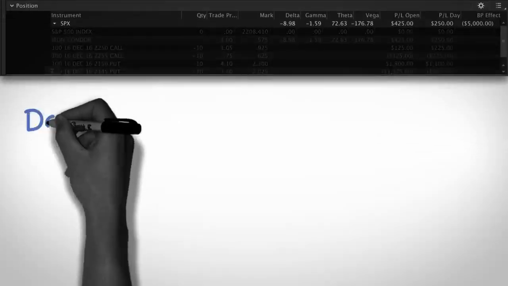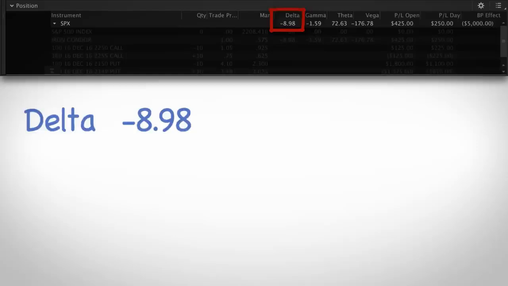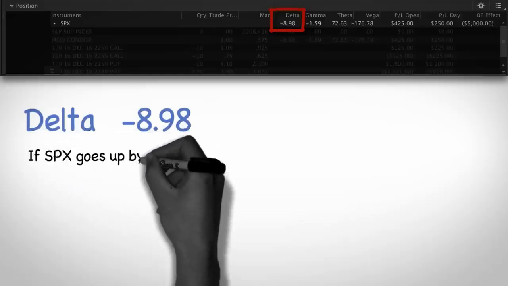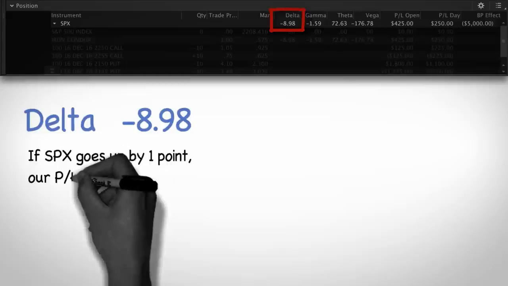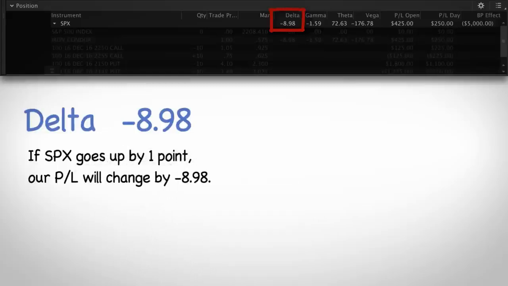You can see the delta on this position is negative 8.98. This means that if SPX goes up by 1 point, then the P&L of this position will change by negative 8.98. So if our P&L changes by negative 8.98, then that means we will lose $8.98 from where the trade currently is.